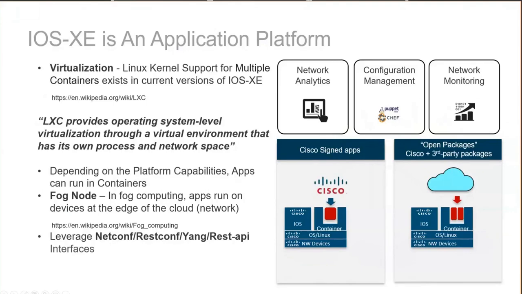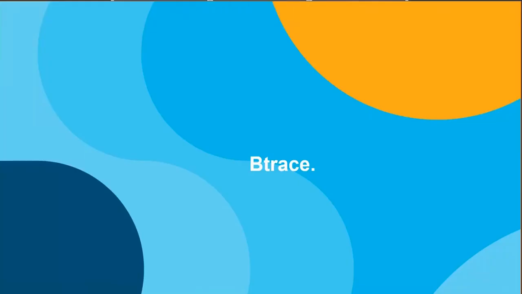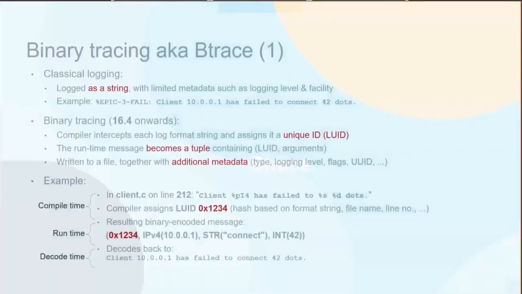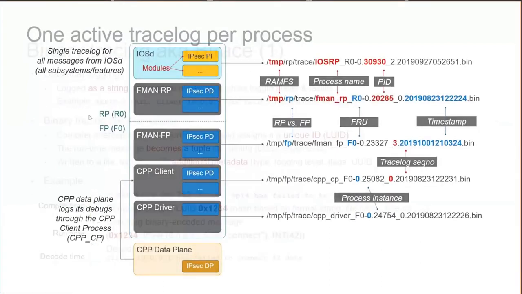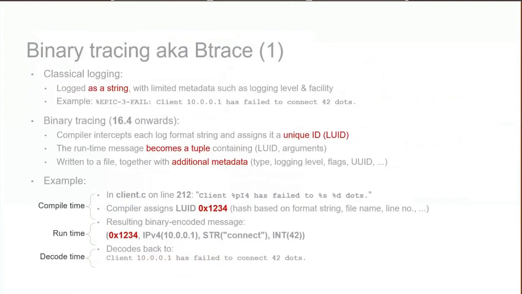Let's see the B trace. B trace is basically the binary tracing, basically the logging that we saw earlier by the BinOS processes. So classical logging, as we saw, will be logged as a simple string. It will be with a particular path and the log message.